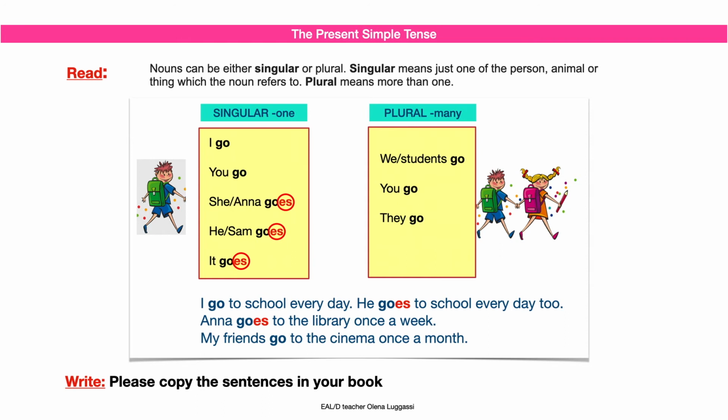Let's read the sentences together. I go to school every day. He goes to school every day too. So we are adding es. Go, goes. Anna goes to the library once a week. She goes. My friends go to the cinema once a month. They go. My friends go. Many of them go. Copy the sentences in your books.